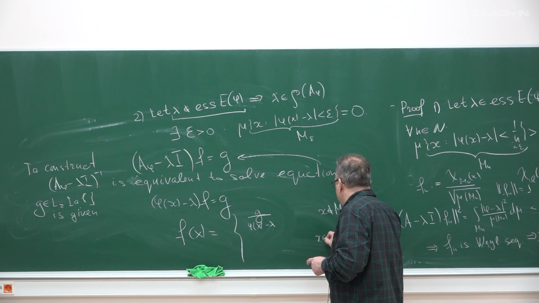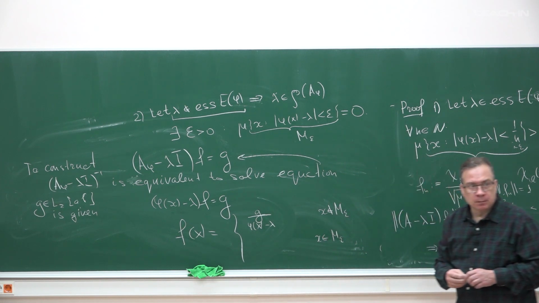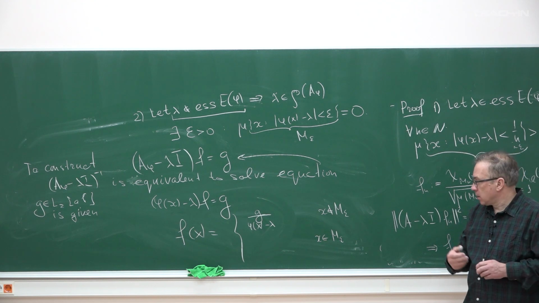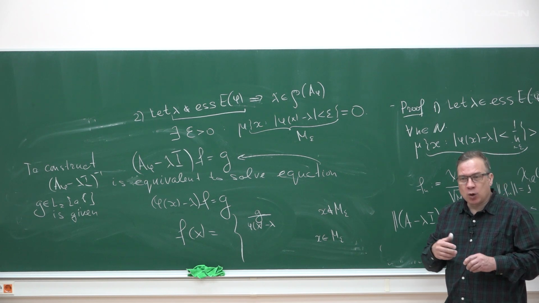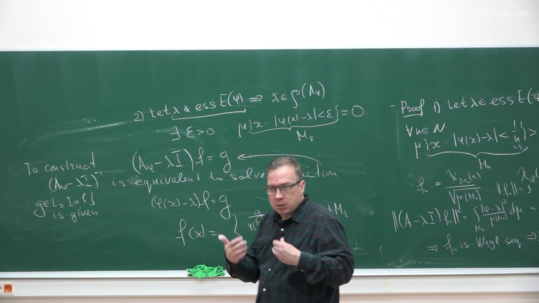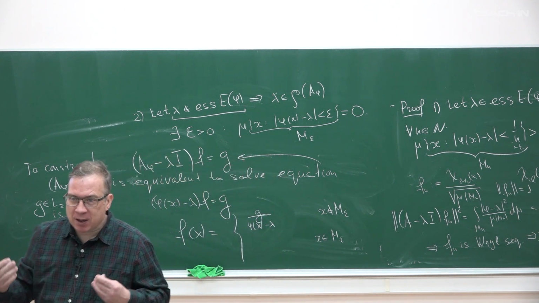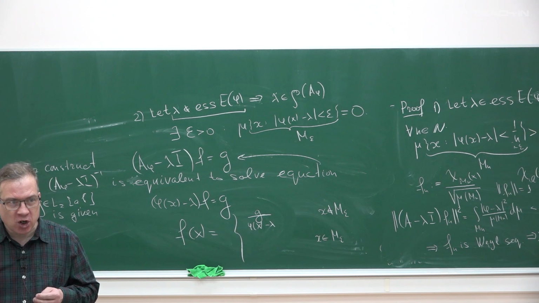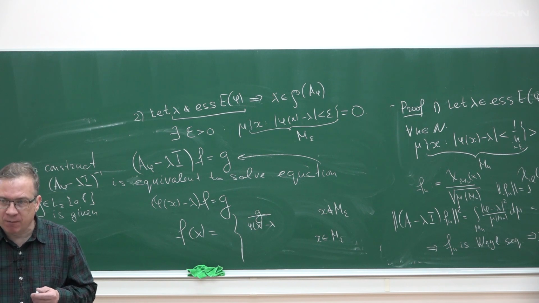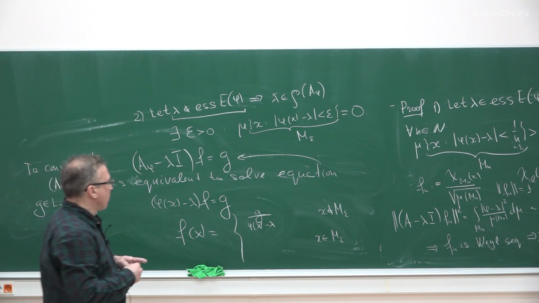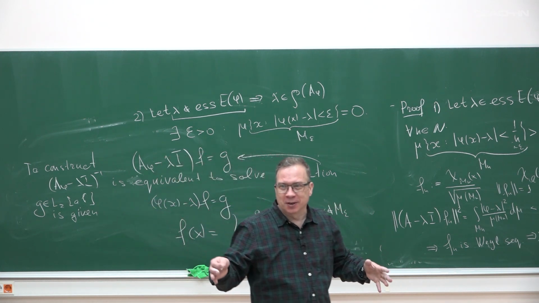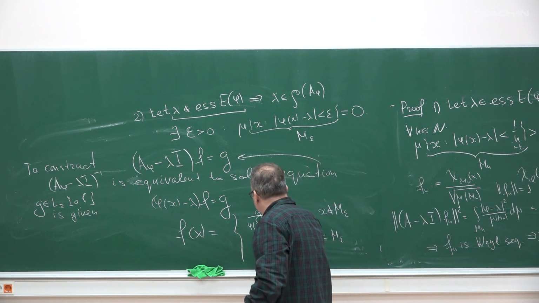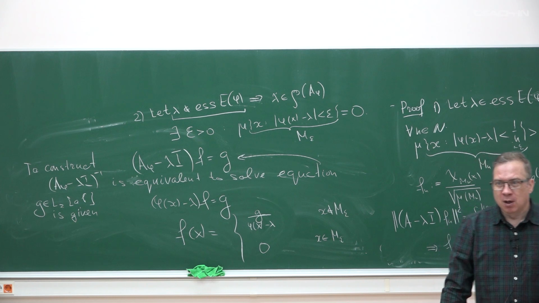Or if x is from M epsilon, how can you define function f? What is the space L2? It is not a space of functions. It is a space of classes of equivalent functions. You can change a function on any set of measure 0. It is the same element from L2. And this set has measure 0. So you can define function f as you want. For simplicity, 0.